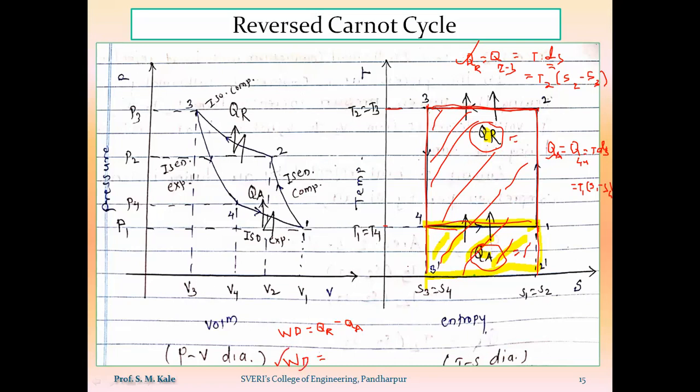Now, as you have calculated the value of work done and the value of QA, put those values in the formula of COP. COP is nothing but QA divided by work done. Do the mathematical operation, and you will get the final value of COP for the reverse Carnot cycle.